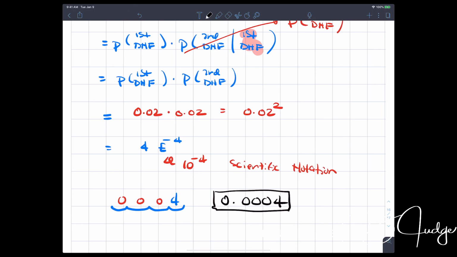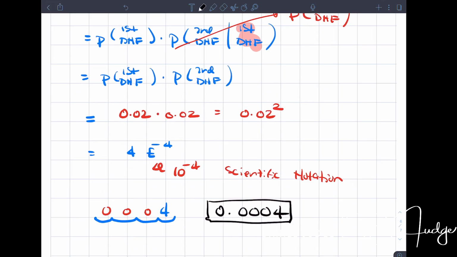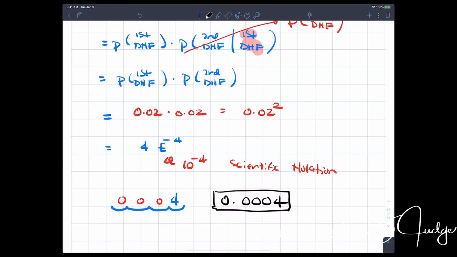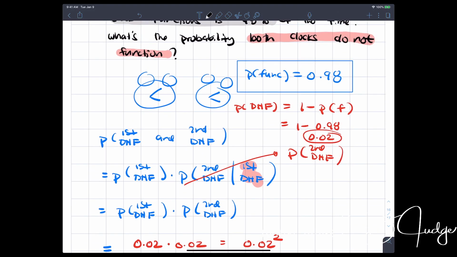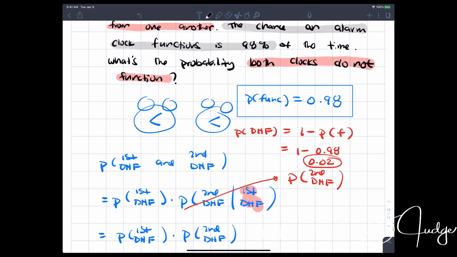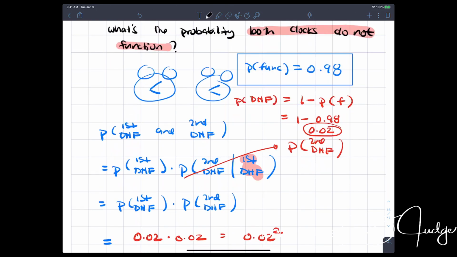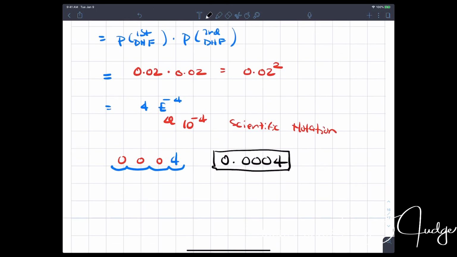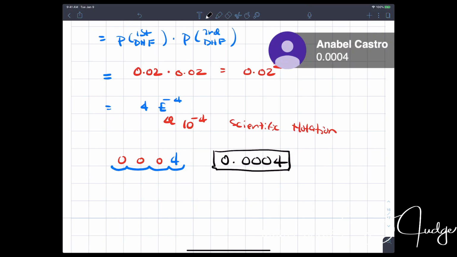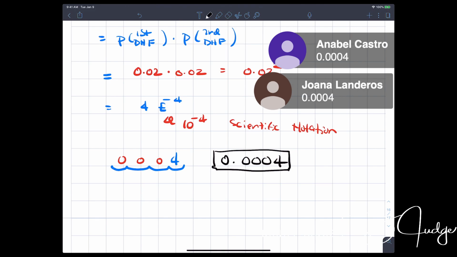So, ladies and gentlemen, let's see what we just did. This is the chance that both clocks do not function. Notice, this is a very small probability. So we have Annabelle Castro getting the answer right. We got Joanna Landeros getting the answer right here. This is a very small chance. This is not likely.